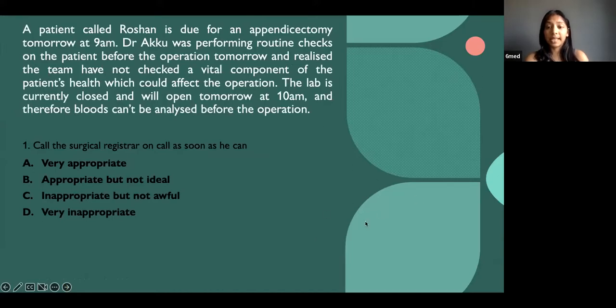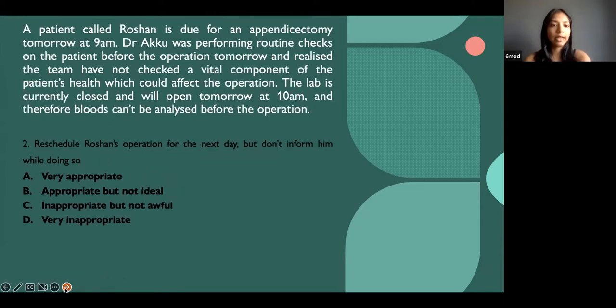Yeah, so as someone said, it isn't going to actually solve the problem, just inflame it. Yeah, exactly. So call the surgical registrar. So that is A, so well done to everyone, very appropriate. Next one, so same scenario, but different question.